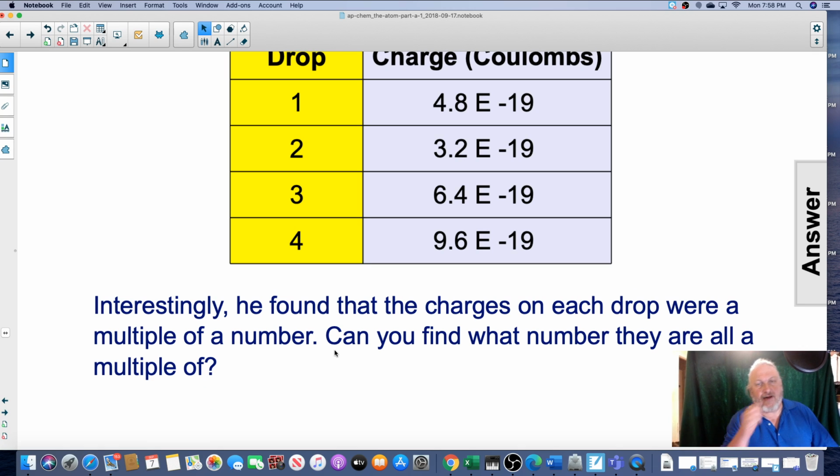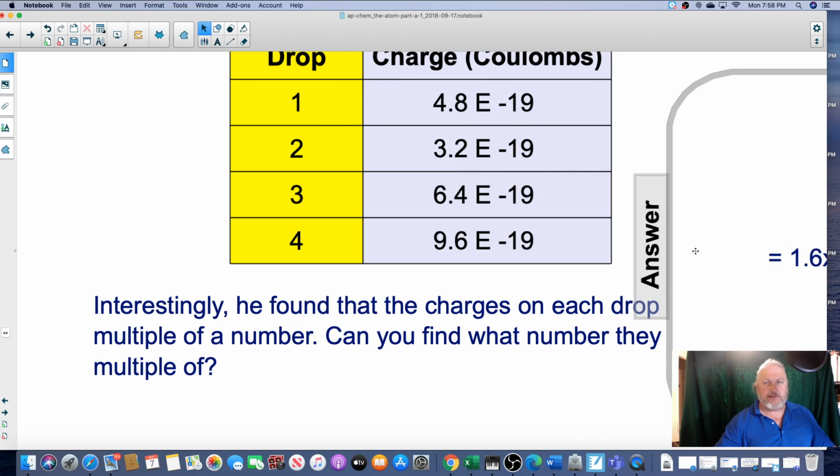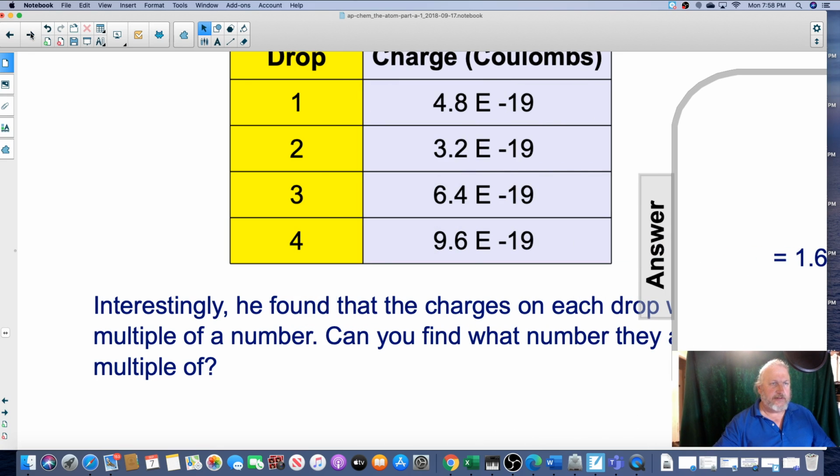Let's see. If I divide 3.2 by 2, I get 1.6. Let's use that. If I divide 1.6 into 4.8, I get 3. That's a multiple of 3. Another drop, 6.4: 1.6 divided into that, I get 4. Fourth drop, 9.6, I get 6. So these are all multiples of 1.6 times 10 to the minus 19th coulombs.